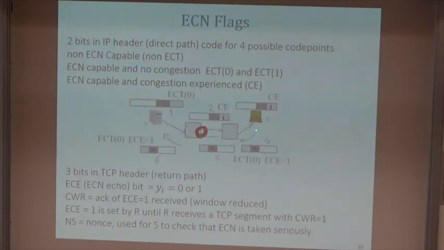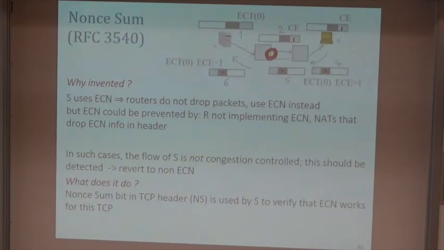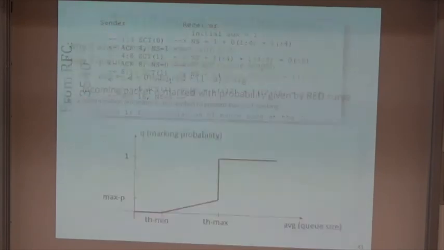So if this guy is malicious, it will have to send a random nonce bit back to the source. And if it does it continuously, after a number of blocks of data, the source will decide with large probability that this is not working, so we should not be using ECN. So this is why ECN is a bit complicated, and perhaps also why it is not so widespread.